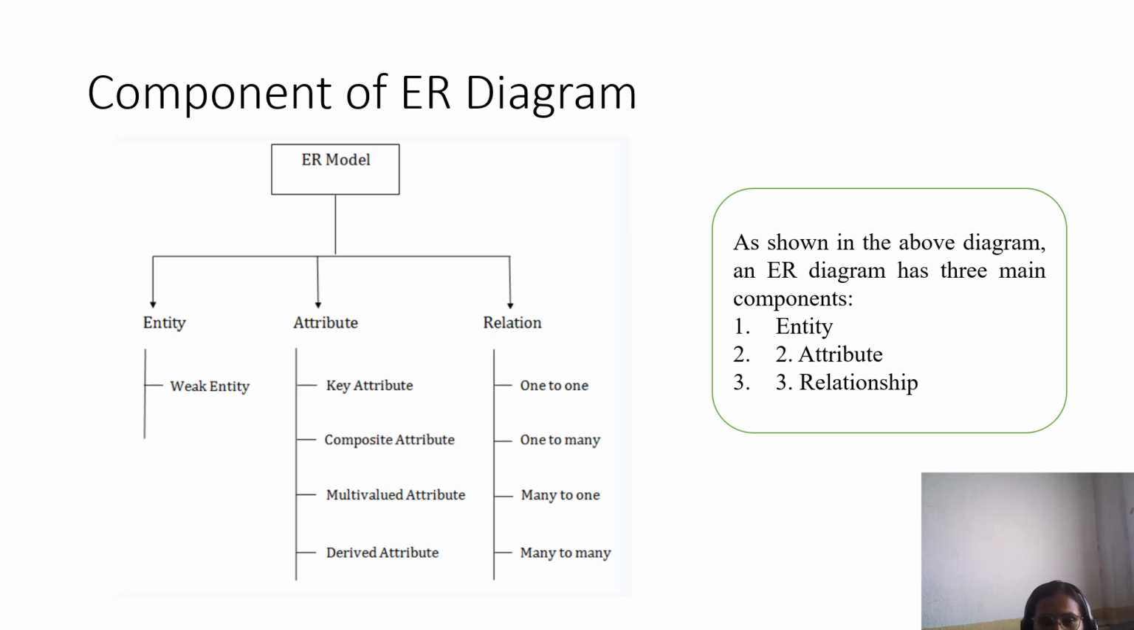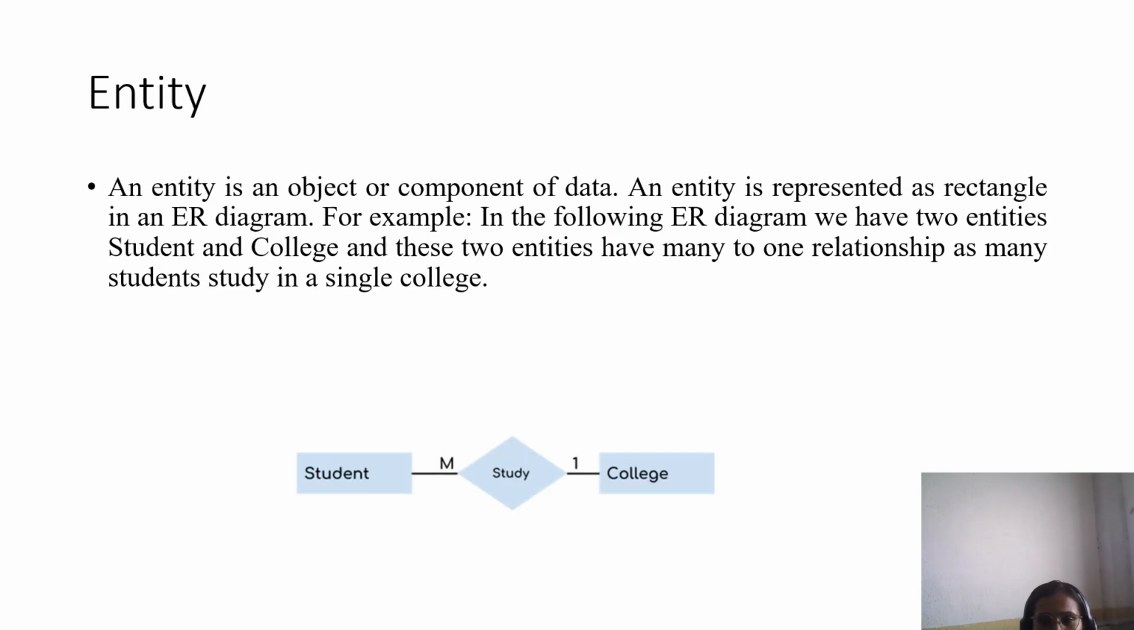And the components of ER diagram are mainly entity, attribute, and relation. In entity, we are having strong entity and weak entity. In attributes, we are having key attribute, composite attribute, multi-valued attribute, and derived attribute. Coming to the relationship, we are having one-to-one relation, one-to-many relation, many-to-one relation, and many-to-many relationship. These entity, attribute, and relation are the three main components of an ER diagram.